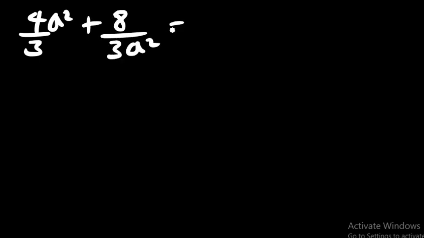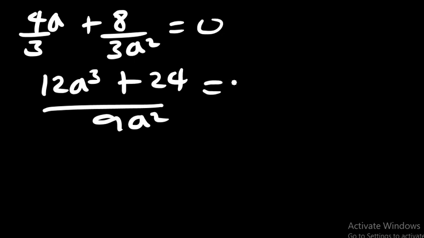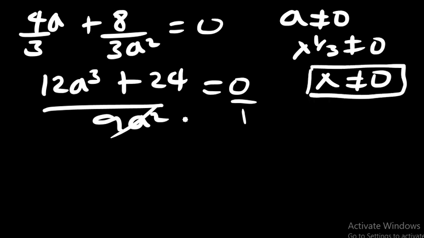So we had 4 over 3 a plus 8 over 3a squared is equal to 0. Cross multiplying, it will be 12a cubed, because a squared times a, plus 24, all over 9a squared is equal to 0. Then again cross multiplying, this will be ignored, because we said already a is different from 0. A different from 0 means x to the power of 1 over 3 is different from 0. That means if you cube both sides, x must be different from 0, because this is an undefined point, one of the critical numbers.